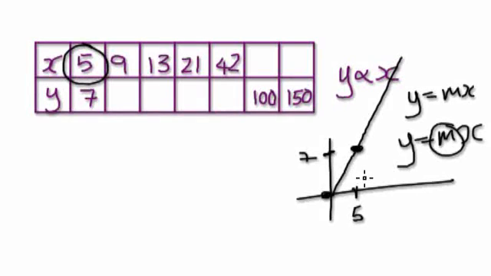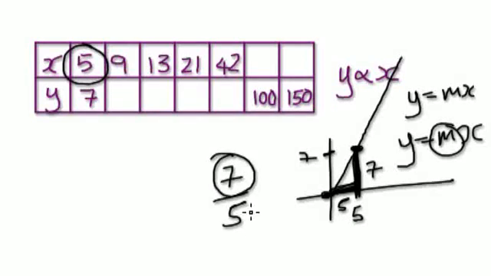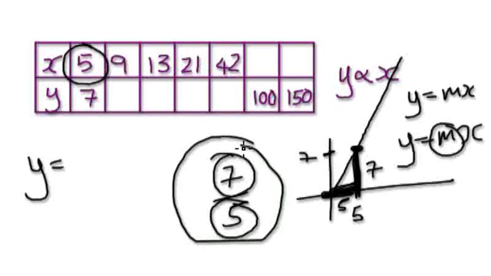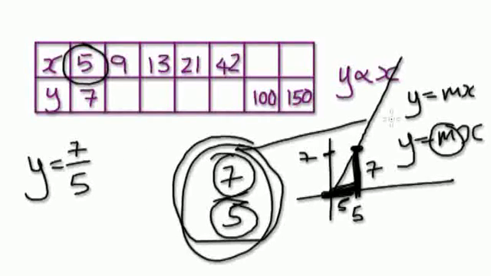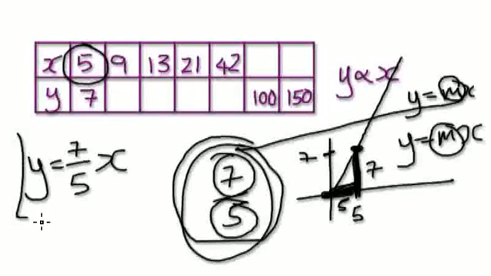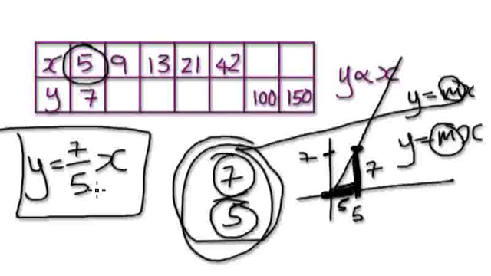Well, m is the gradient of this line. So if you want to know the gradient, it's always the up and down. The up and down here is 7, and the across here is 5. So the gradient would be 7 over 5, because it's always the up and down divided by the across. So the equation of this line would be y equals, don't forget this whole thing here is the gradient, 7 over 5. You're putting it into the m here. So the equation of the line would be given by this 7 over 5x.